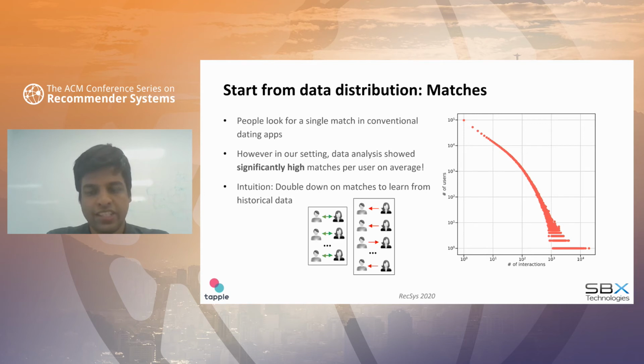What you see here on the right is a scatter plot showing the distribution of matches per user, where the x-axis shows the number of matches in log scale, the y-axis shows the number of users in log scale, and each point on the scatter plot shows the counts of matches per user. This distribution shows most users have a significantly high number of matches. We wanted to build on this insight to develop models that learn useful embeddings of people that exploit this match information.